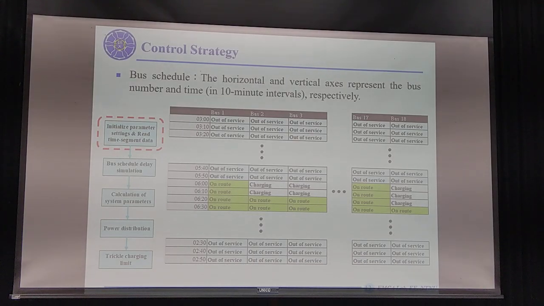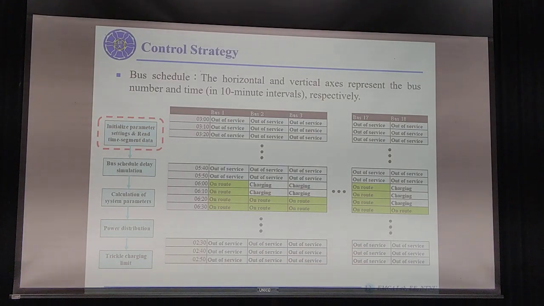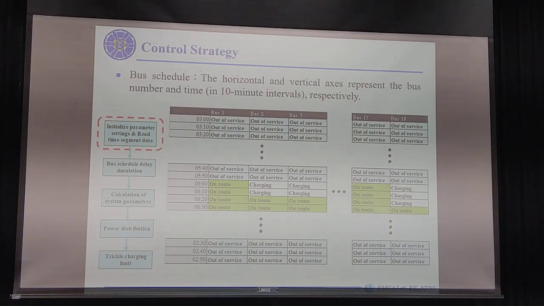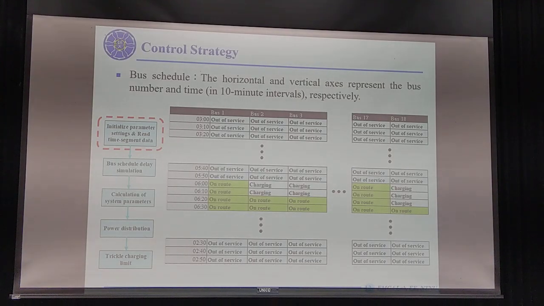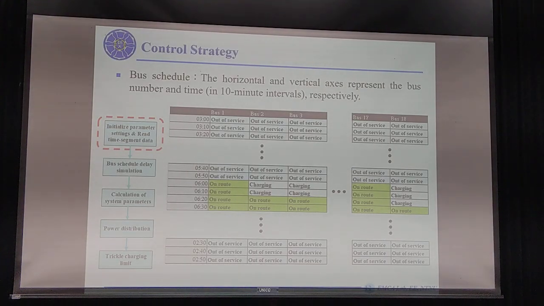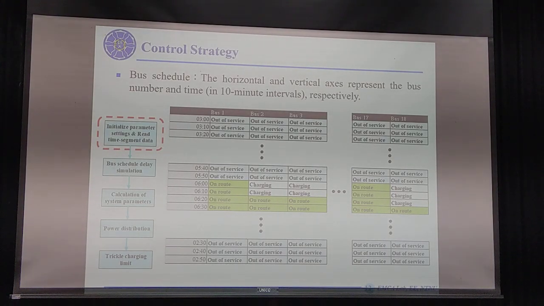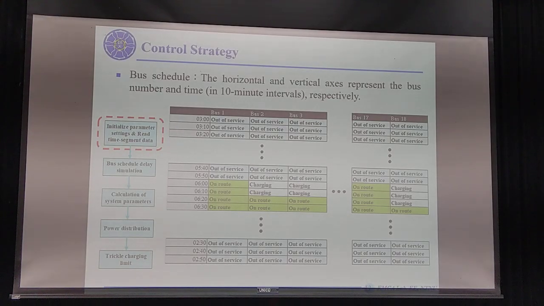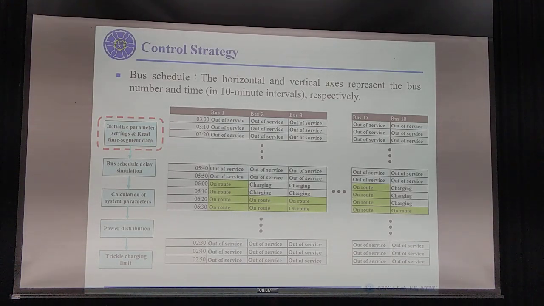On the left is a simple view of our data report. The table shows the total power plus energy. The horizontal axis is the bus number and the vertical axis is the time. Each cell shows if a bus is on route, charging, or out of range.